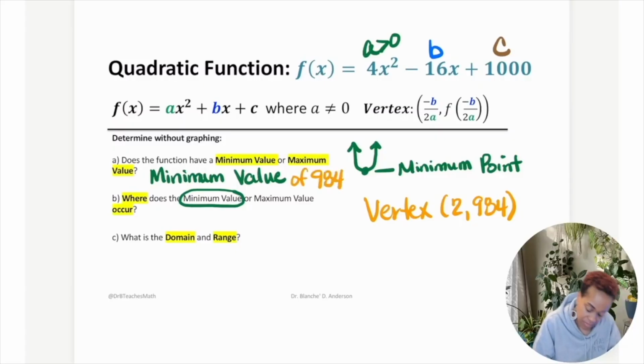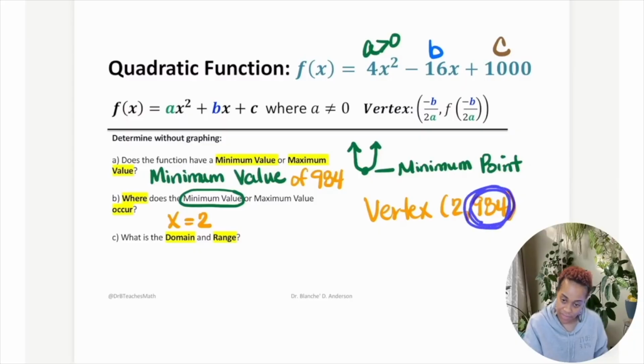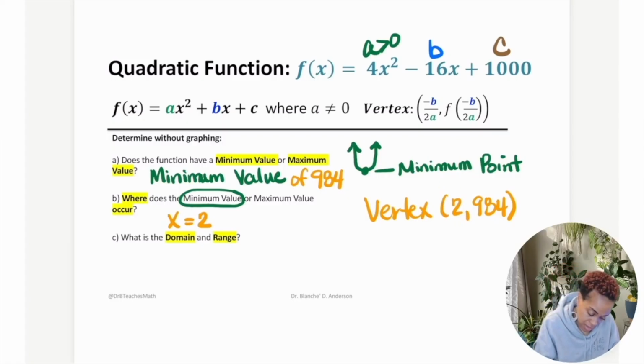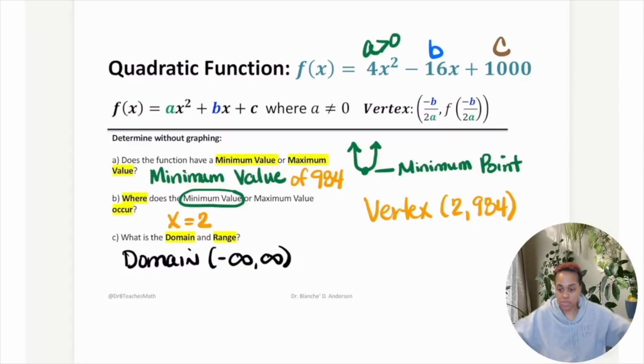Where does the minimum value happen? It happens at x equal 2. Our minimum value of 984, because our value is the value at that point. And where does it happen? It happens at x equals 2. The domain of all quadratic equations, we said this at the very beginning, is negative infinity to infinity, because the arms go up. You don't know where those arms stop, right?